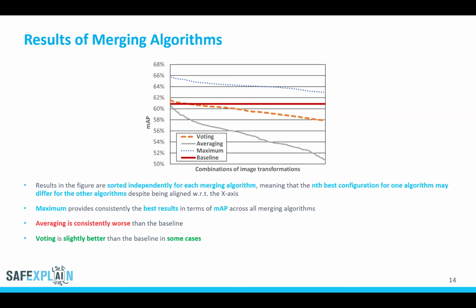Then we see that the averaging is consistently worse, as we see in this gray line. All of these configurations, these combinations of transformations, are worse than the baseline. And then we have voting, that is this orange line, and we see there are a few that are better than the baseline.